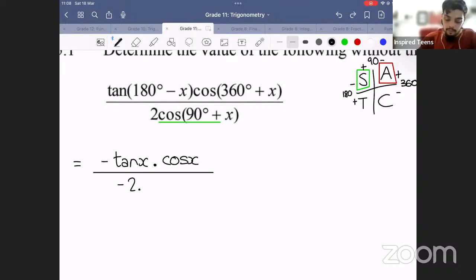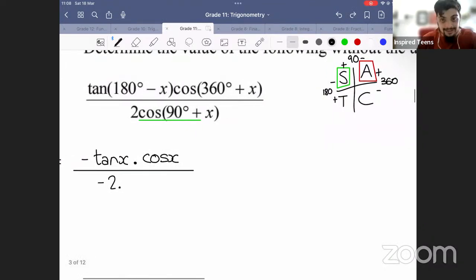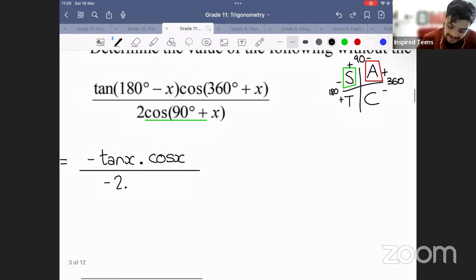Remember, where did we get this negative from? This negative came from the fact that it's cos(90 plus x). Cos(90 plus x) is in the second quadrant where only sine is positive, so cos is negative. However, we're not going to write cos. We are going to write sine, because when we're dealing with 90 and cos, we change to sine. So it becomes negative 2 sin x.